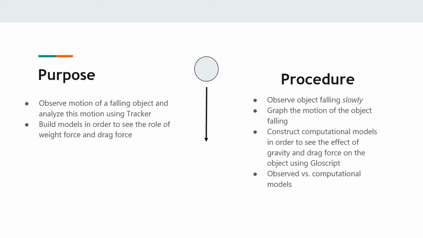The purpose of this lab was to observe the motion of a falling object and analyze its motion using Tracker. And then we had to build models in order to see the role that the weight force as well as the drag force played upon the object.